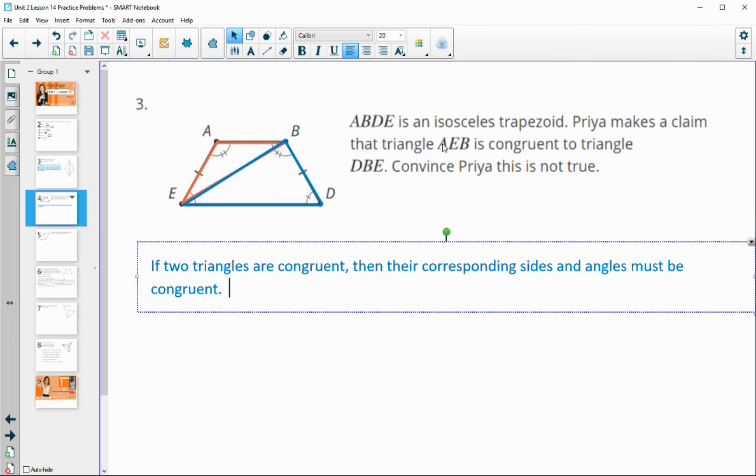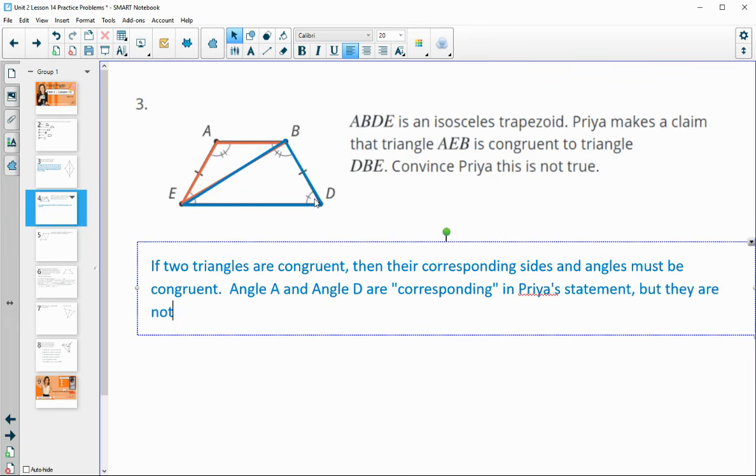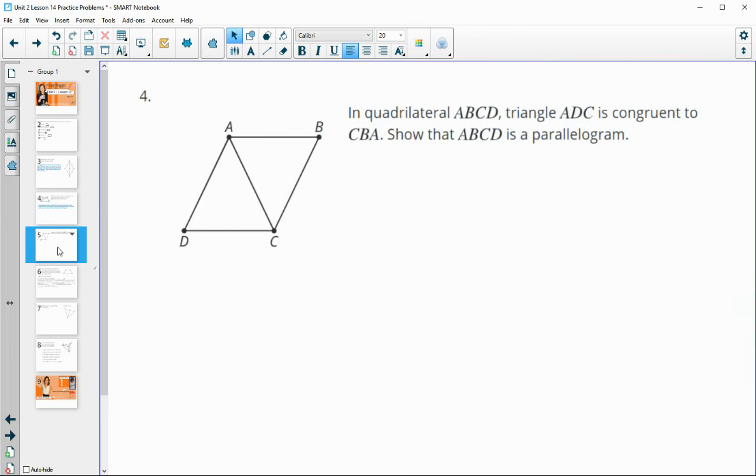You could also look at the fact that angle A is first in this orange triangle and angle D is first in this blue triangle, and those are not the same. And that's the one I looked at. So angle A and angle D are corresponding in Priya's statement, but they are not congruent. Therefore, the triangles themselves are not congruent.